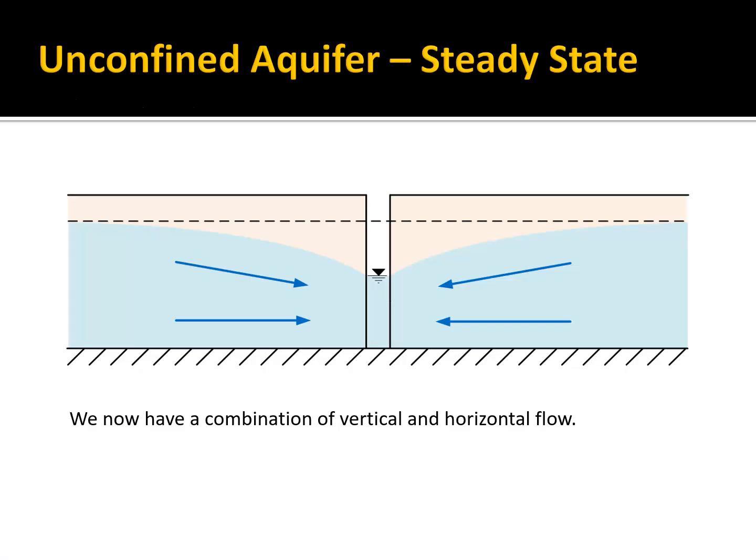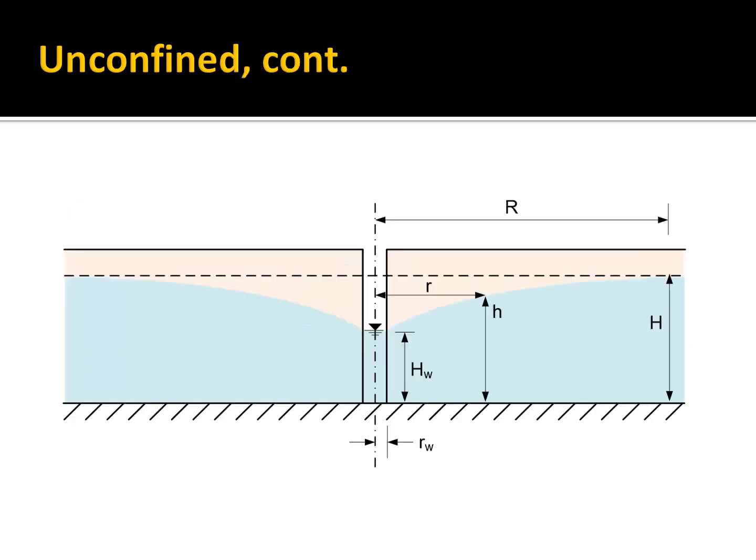And so in this case, with an unconfined aquifer, this is our free surface. It's just the top of the saturated material. There's no confining zone. It's all a single zone. This dashed line, once again, is our initial water level elevation. And with a confined aquifer, we had purely horizontal flow to the aquifer in a radial direction. Well, now we have a combination of vertical and horizontal flow. And so our variables will be very similar.